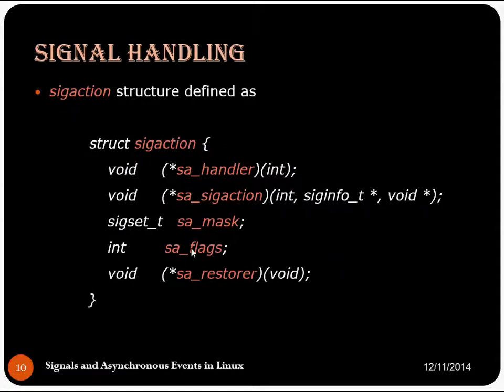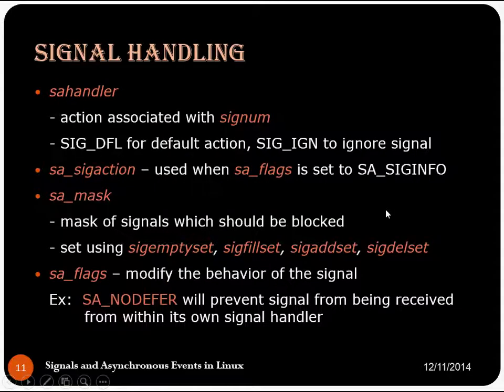The sigaction structure contains a function pointer, a signal mask, and flags. sa_handler is the action that is to be associated with the signal. It is nothing but the function pointer, or the function that is to be invoked when the signal is delivered. It can be set to SIG_DFL for the default action or SIG_IGN to ignore the signal.